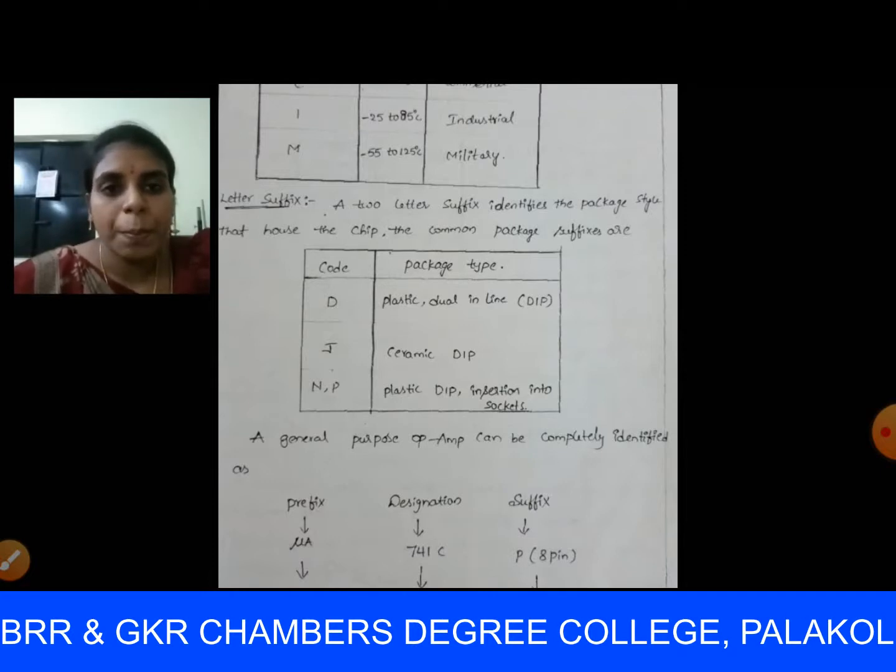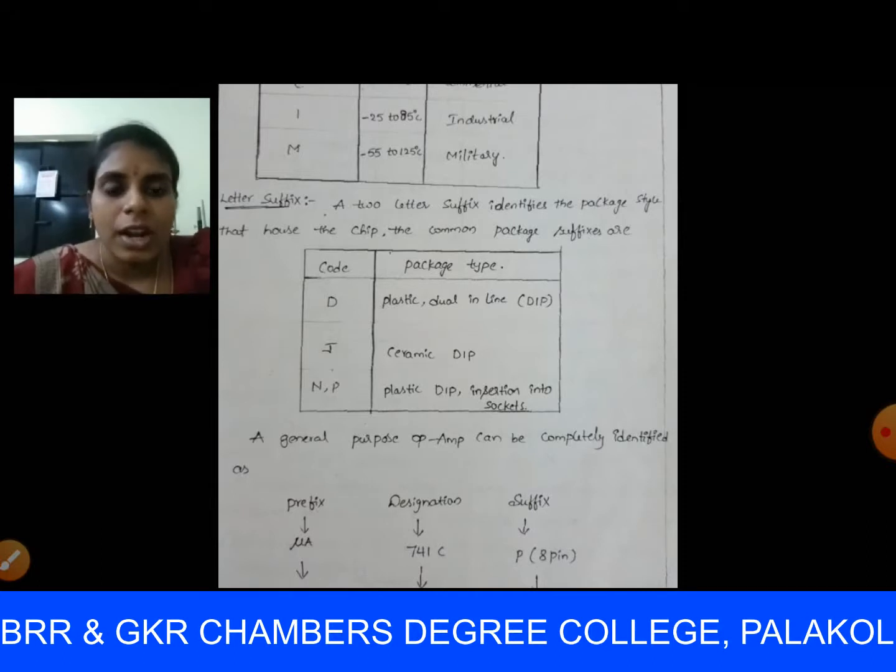Here is package P, having 8 pins. Here μA is the prefix, 741C is the designation, and P is the suffix. IC identification has three main parts: prefix, designation, and suffix. μA represents the prefix, which means the manufacturer is Fairchild.